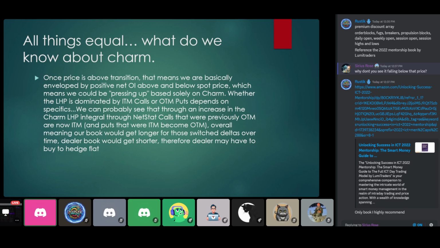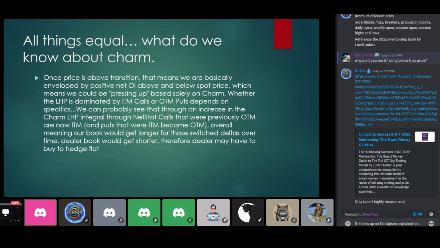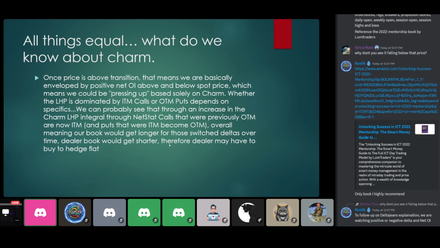So we can probably see, through an increase in charm left-hand plane, that net stat calls that were previously out of the money are now in the money. That's showing that if price moves upwards, those calls are not exposed to charm itself. And puts that were in the money are now out of the money. So if those puts were in the money and now they're out of the money, that's going to slowly start to decay and decrease the negative values on our books, meaning our book would get longer for those switch deltas over time, and the dealer books would get shorter. That's what Rustik always talks about, where the dealer will have to buy the hedge flat.